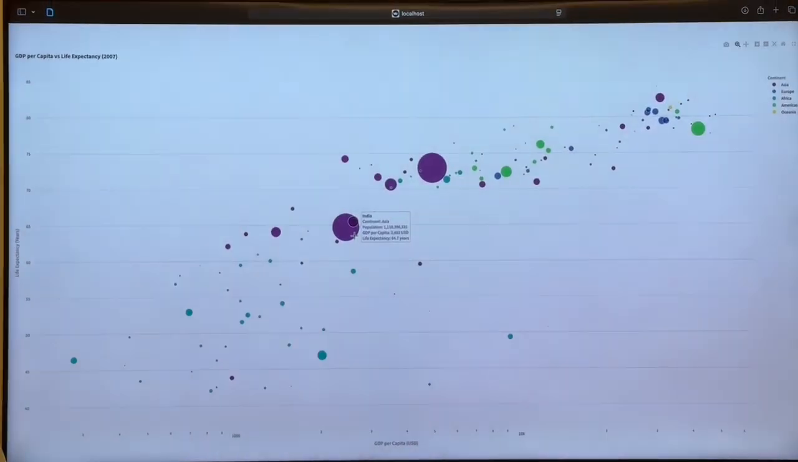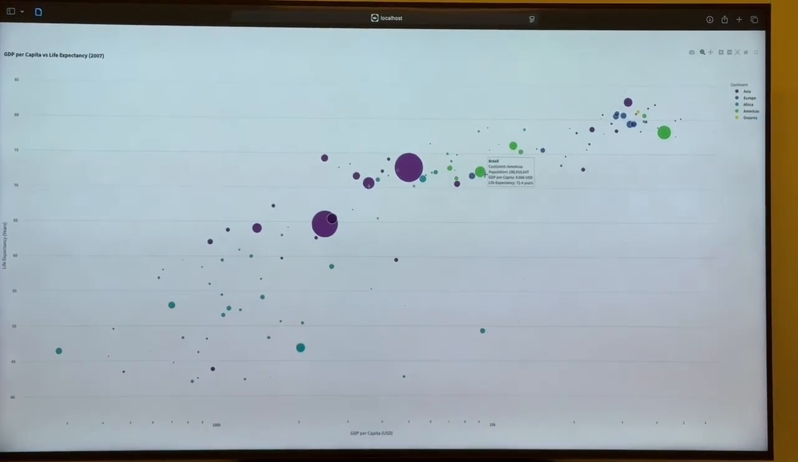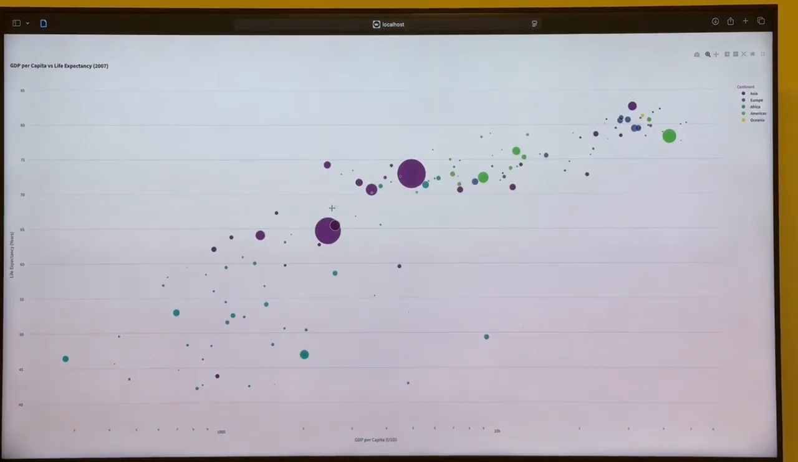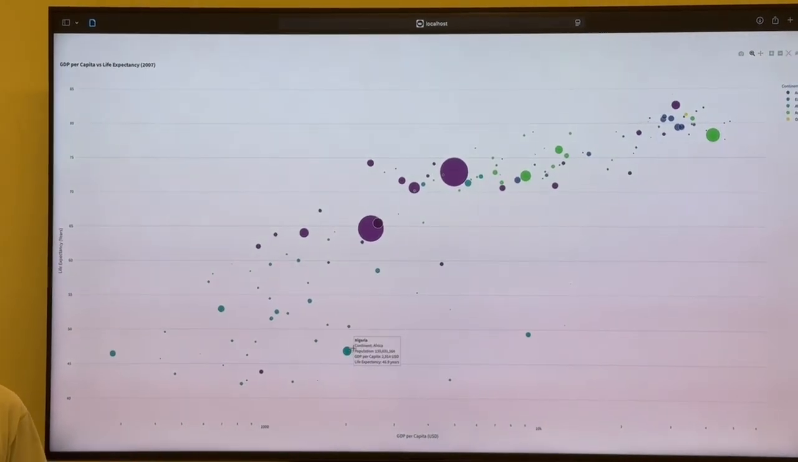The bubble chart compares GDP per capita and life expectancy directly, with the size of each bubble representing its population, and each country colored to match its continent. It shows a clear positive correlation. Nations with higher GDP tend to have longer life expectancy. From this, one might conclude that wealthier countries can support better healthcare, infrastructure, and overall quality of life.